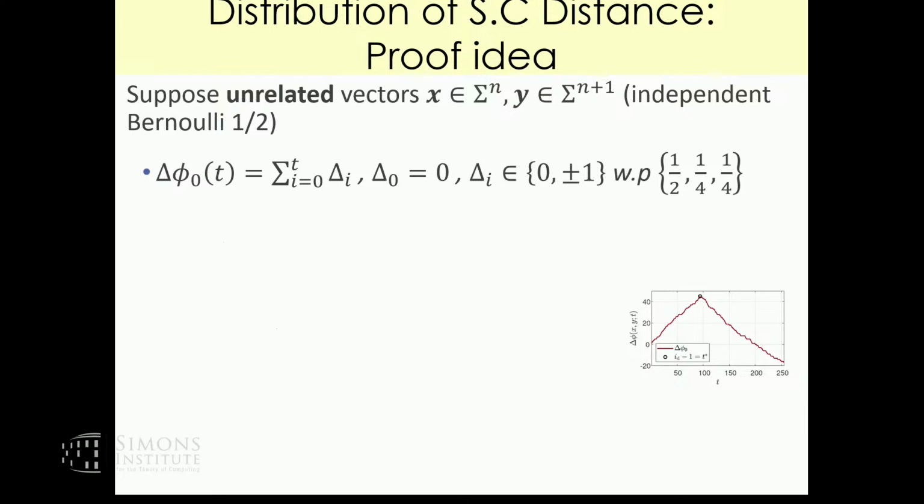Basically, when x and y are random independent, we can think about this delta function that we defined as part of the computation of the distance as a random walk. With probability half, it stays in the same position because both phi1 and phi0 have the same value. With probability quarter each, it goes up or down one position. Here is an example of that random walk, but for structured x and y. X and y here are related: one is obtained from the other using a deletion. But here you have a random walk that is unstructured. It's random.